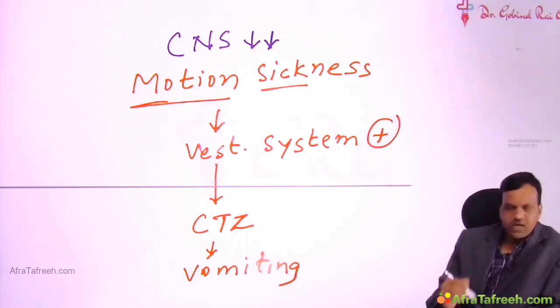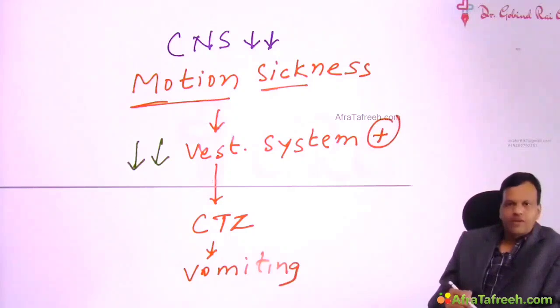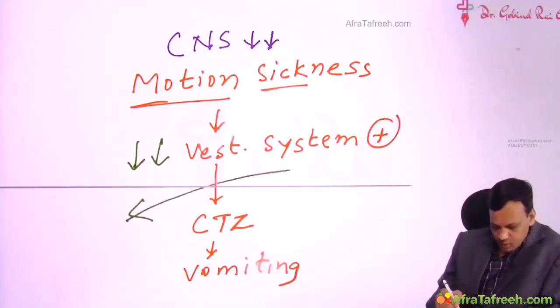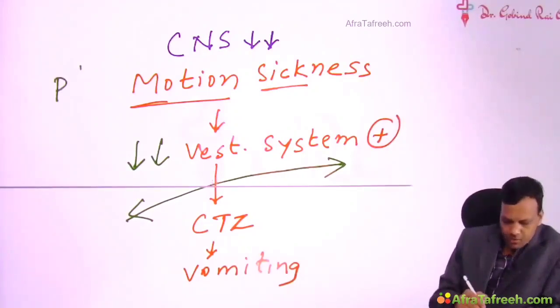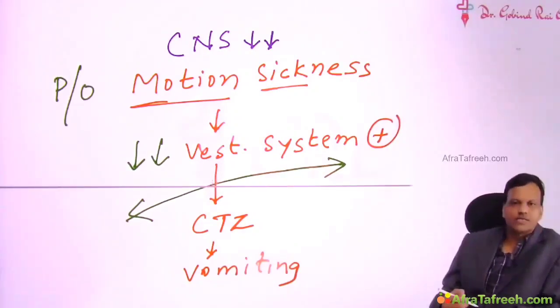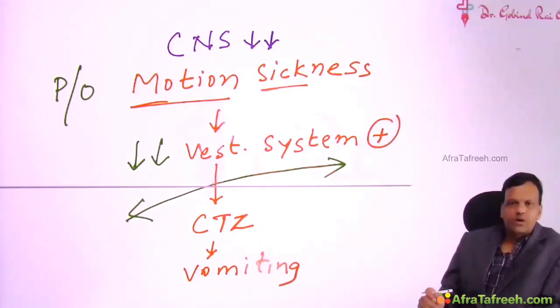Now, when we give hyoscine, it depresses the brain, and that will lead to depression of the vestibular system of the brain. When the vestibular system is depressed, information does not go to the vomiting center, so vomiting does not occur. So we can give hyoscine for the prophylaxis of motion sickness, prevention of motion sickness. It prevents motion sickness because the information does not go to the vomiting center in the brain.